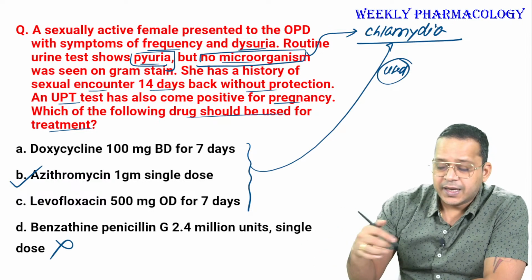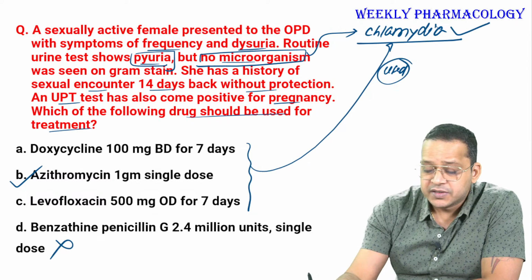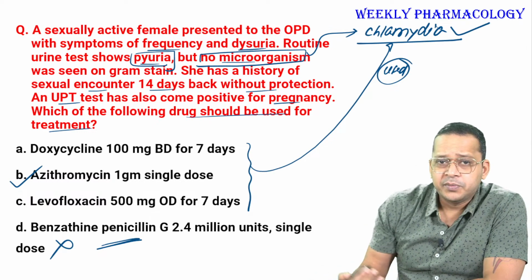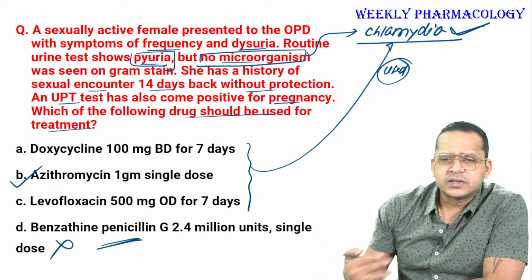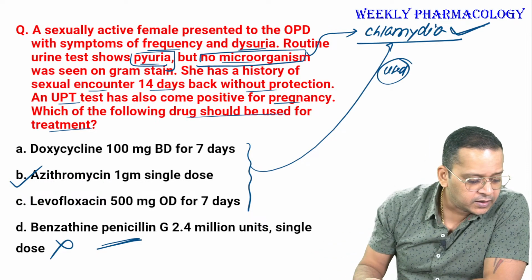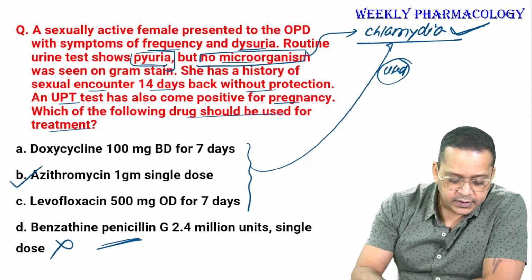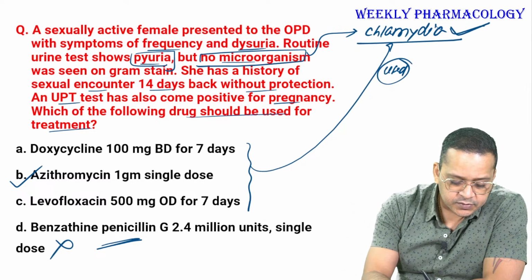Benzathine penicillin G has no activity against chlamydia. The reason being, penicillin G or any beta-lactam for that matter inhibits cell wall synthesis, and chlamydia's cell wall structure is such that this cannot act, right? So anyways, guys, most of you have given the answer right. And let's move on to the next question.